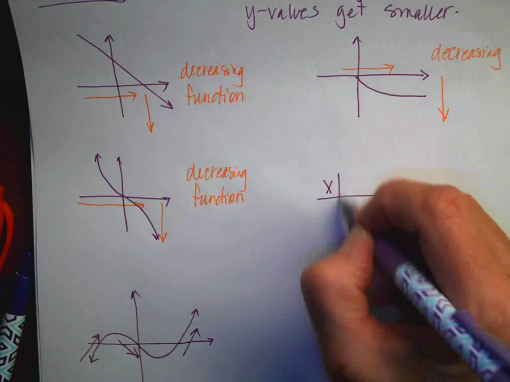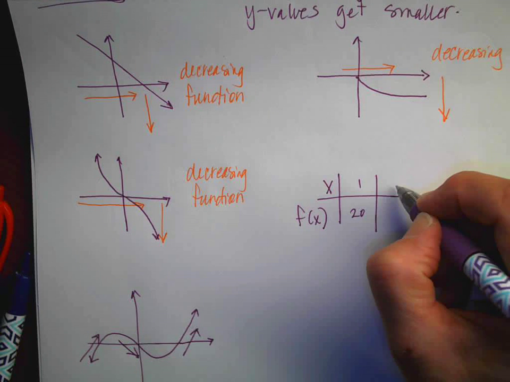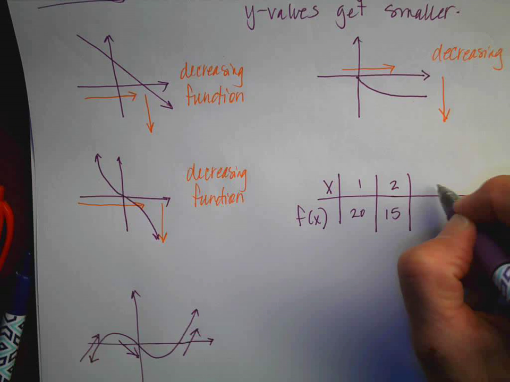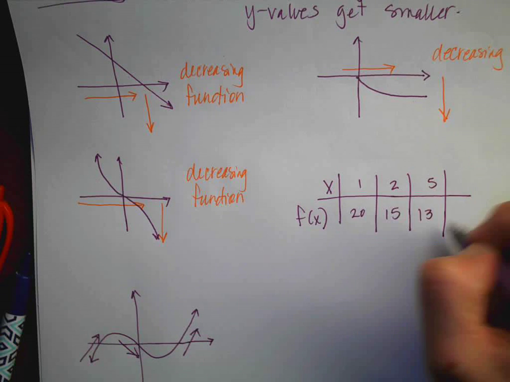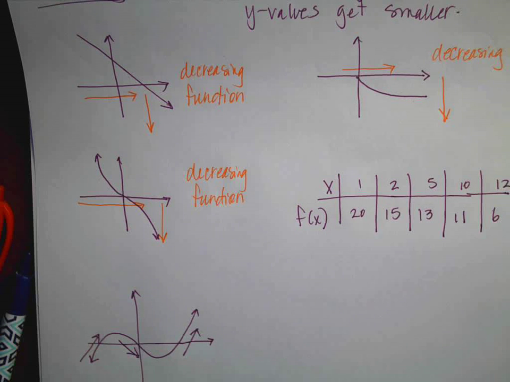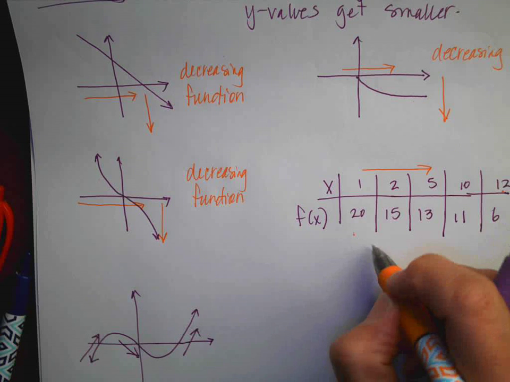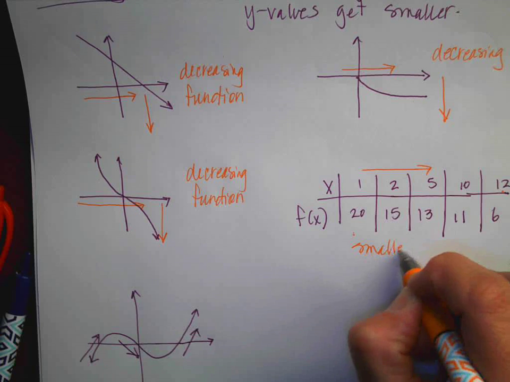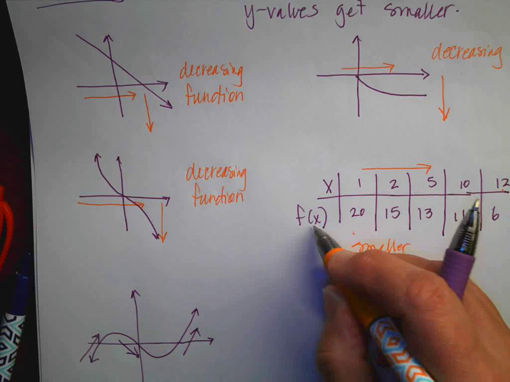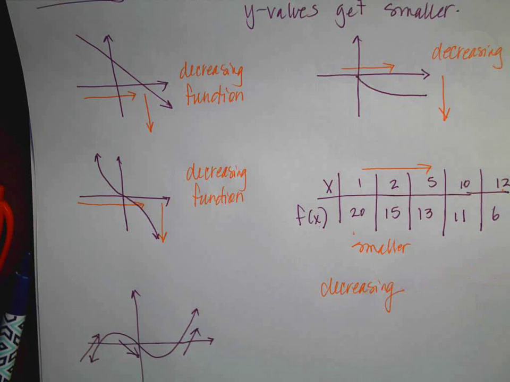If I did it in table form, so if I had x and then here's my f of x, and maybe I have 1 and 20, 2 and 15, 5 and 13, 10 and 11, and then my last one is 12 and 6, notice that x is increasing, right? The numbers are getting larger. And then notice that the y values are decreasing, so they are getting smaller. So therefore, this particular function would be a decreasing function as well.